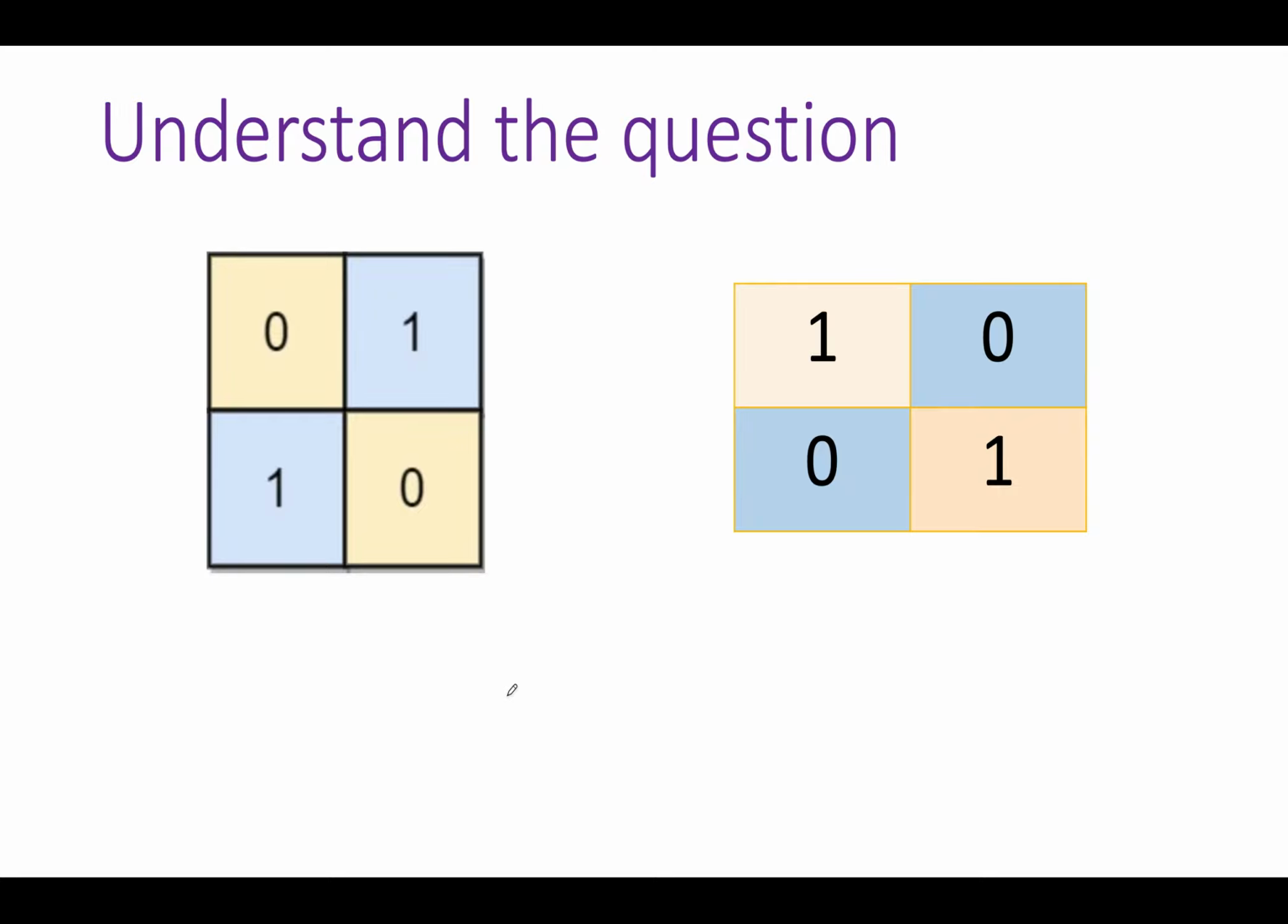Also, there was another example quoted in the question. If the input grid is given something like this: 0 1 1 0, we don't need to do any swaps. Similarly, what could be the other possible scenario for the chessboard? It could be 1 0 0 1. The starting element of the chessboard can be a 0 or a 1, and it will have alternate elements as we progress in the column or in the row.